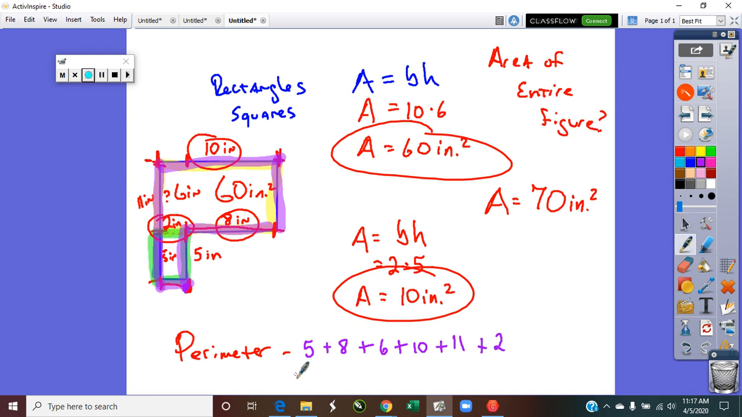Okay, so all I'm going to do for the perimeter is add these all together. 5 plus 8 is 13. 13 plus 6 is 19. 19 plus 10 is 29. Plus 11 is 40, plus 2. This is going to be 42 inches. But this is not area, so we are not going to make this a square unit like we did with area. Okay? So the perimeter of this figure would be 42 inches. The area would be 70 inches squared.